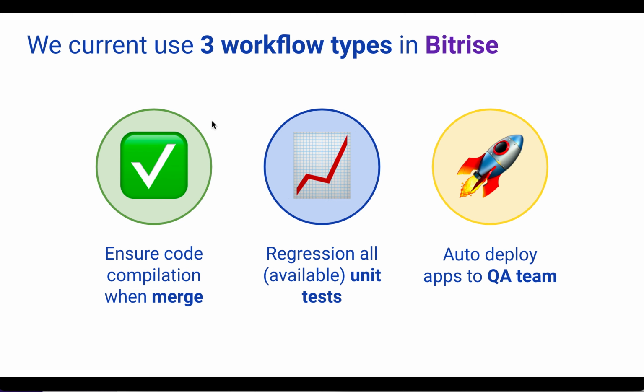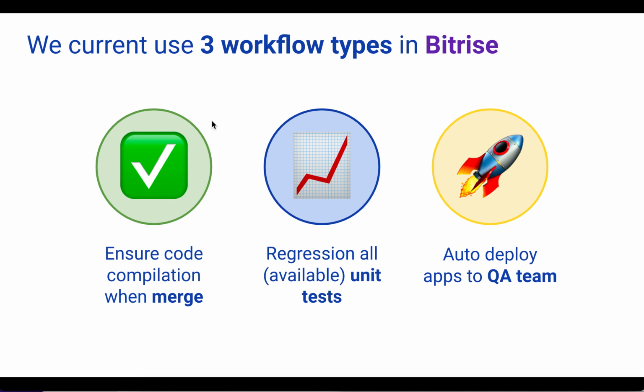This is because some of our apps are not really ready to run all of the regression unit tests yet. So at least we would like to prevent people from pushing broken code into the branch. But for the other type of projects that we have unit tests and regression tests set up for already, we do the second type of workflow that will run the regression tests every time someone creates a merge request.